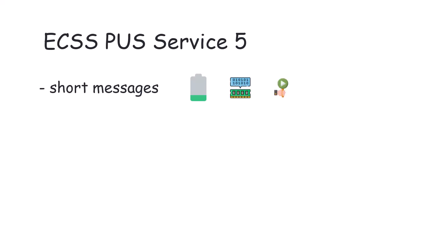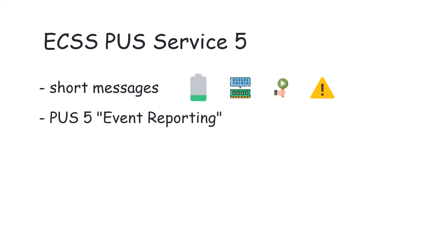The PUS Service 5, or PUS 5 as we call it, sends short messages announcing different events in your system to the receiving side, like critical level of the battery, finishing of the long processing, readiness to start a new task, different error announcements. It depends on your system and software architecture. The service is called event reporting by the ECSS standard. So let's say that sender can be your main satellite computer and the receiver can be a ground station.